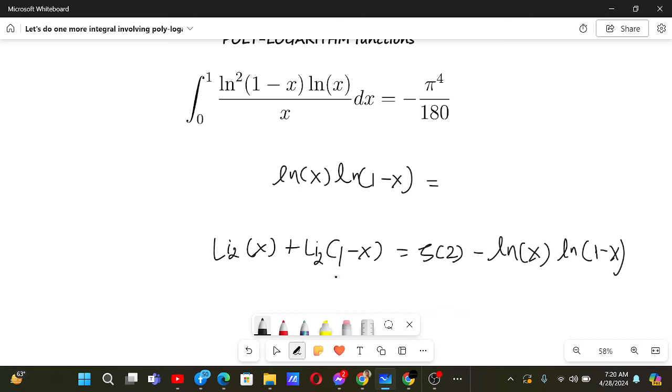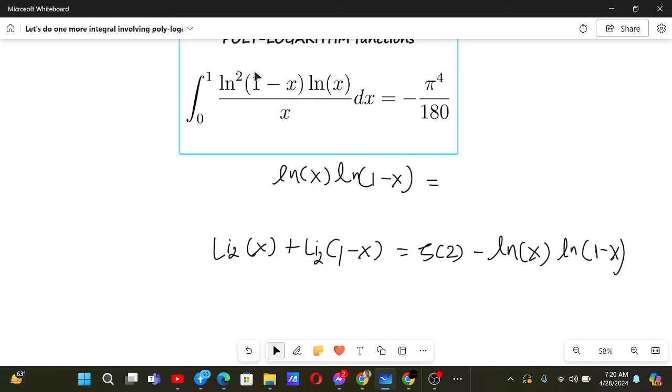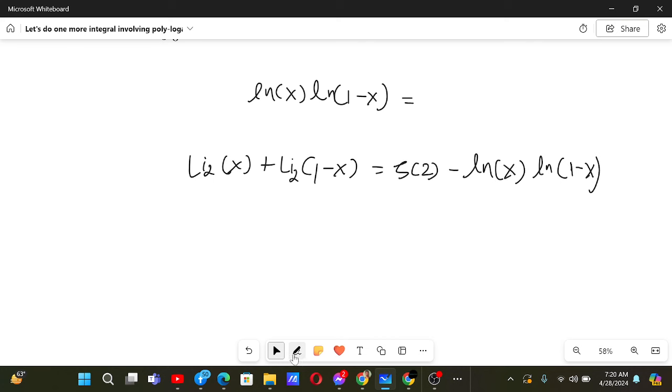But that also seems messy, because here we have to multiply by ln(1 - x) and we get the product of ln(1 - x) Li2(1 - x) by x again. That will be a trouble for us. Now, some other expressions involving these things. One of them is something like this.